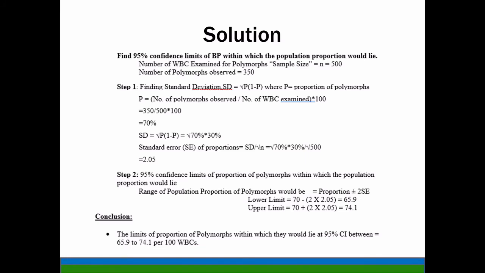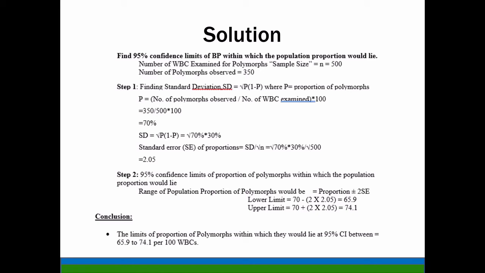the population proportion would lie. Number of WBCs examined for polymorph, sample size n is equal to 500. Number of polymorphs observed is equal to 350. So finding standard deviation: SD is equal to square root of P into 1 minus P, where P is proportion of polymorphs. P is equal to number of polymorphs observed by number of WBCs examined into 100. That is 350 by 500 into 100. That is coming to 70%.